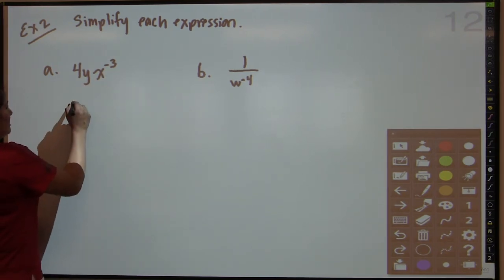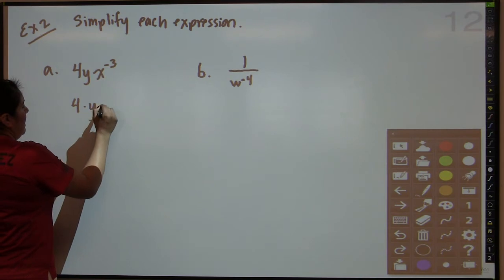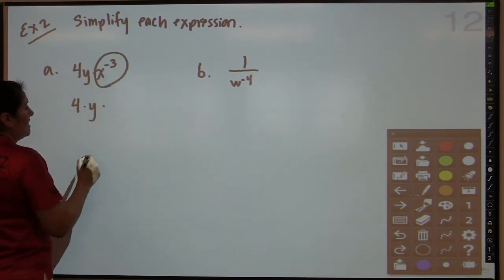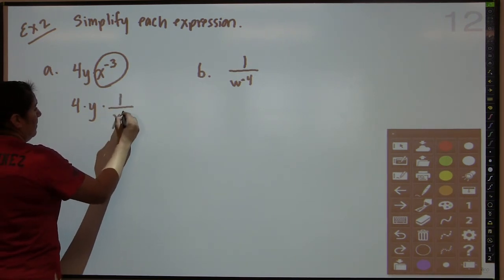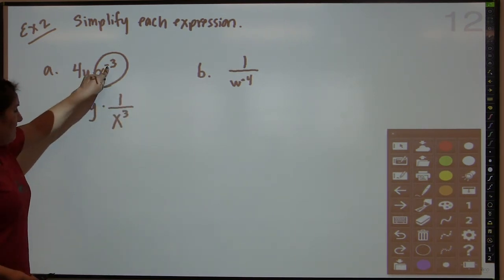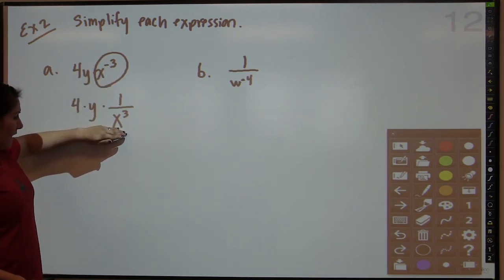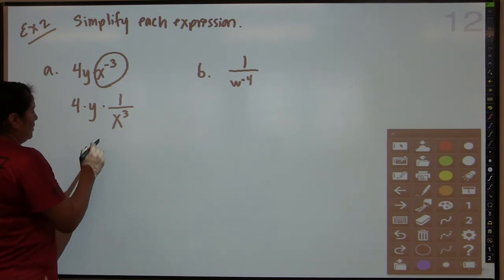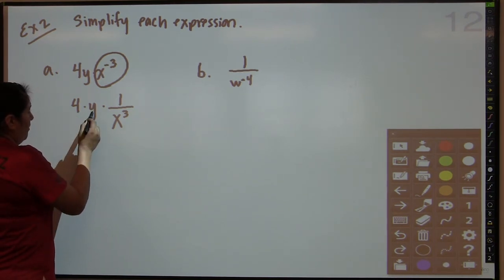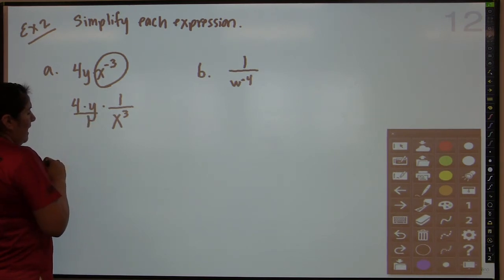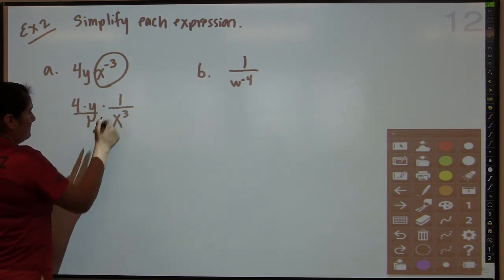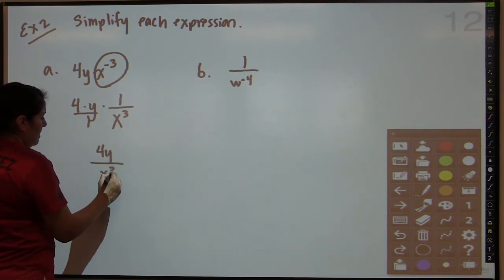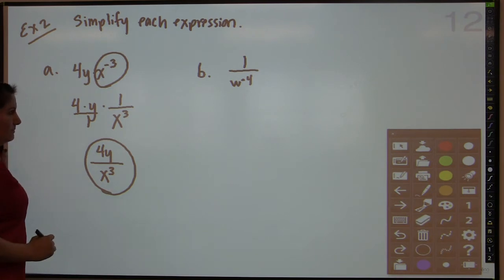But we know that this is going to be 4 times y, and then, like I did in the previous example, this x to the negative 3 is going to be 1 over x to the positive 3, because it's a negative exponent, so I move it to the bottom to make it positive, and so there I go. And now I just want to simplify my answer, and if there's no fraction on the 4 and the y, you can just put a 1 over it. And you can multiply across, so 4y times 1 is just 4y, divided by 1 times x cubed is just x cubed, and this would be my final answer.